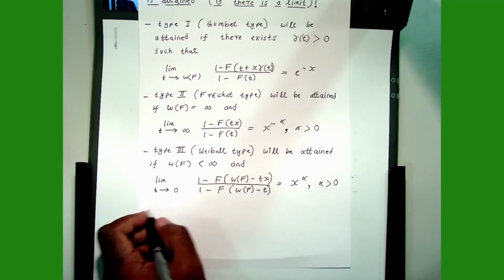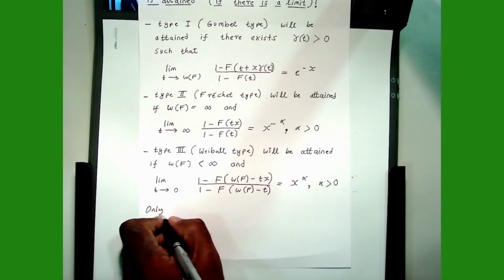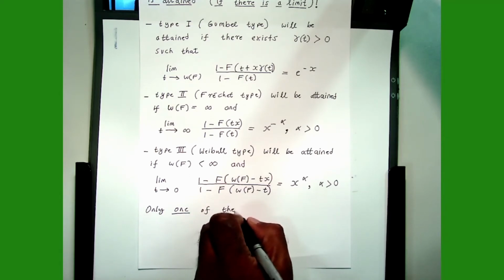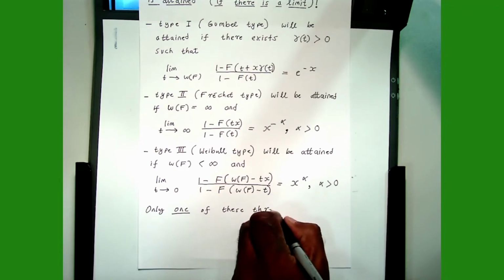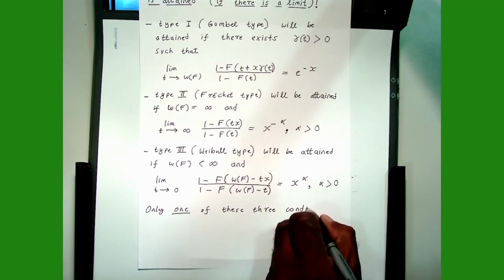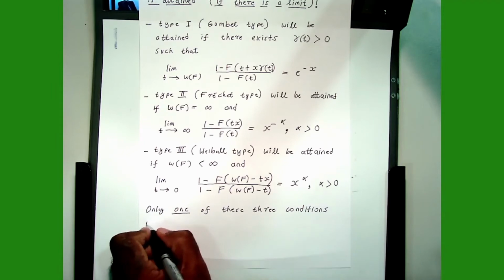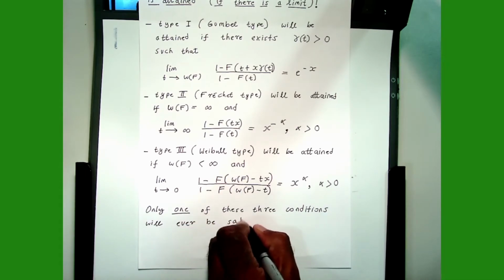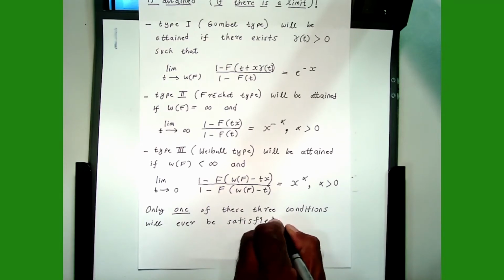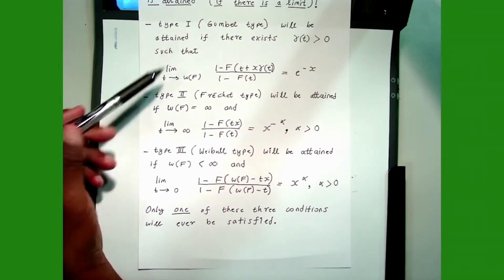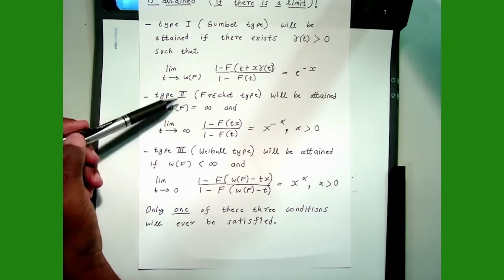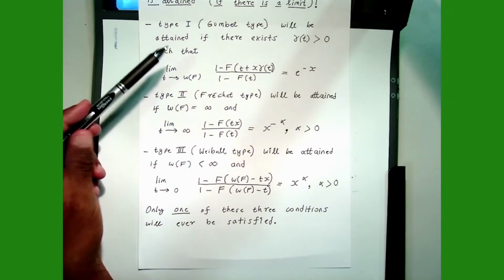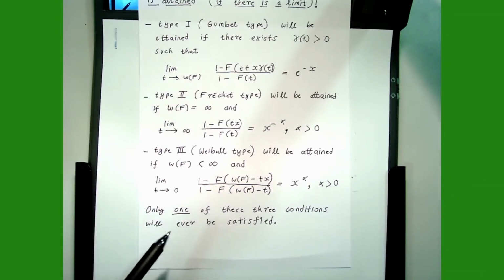Now, one thing I must say is that only one of these three conditions will ever be satisfied. So if this condition is satisfied, these two will not be satisfied, and if this condition is satisfied, these two will not be satisfied, and finally if this condition is satisfied, then neither of these two will be satisfied. So only one of them will ever be satisfied.